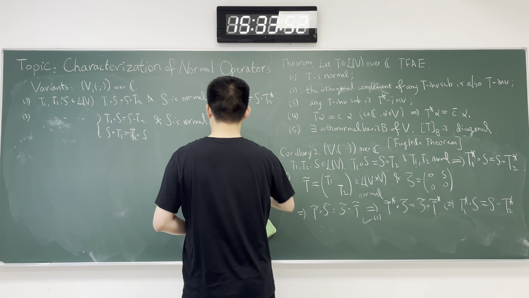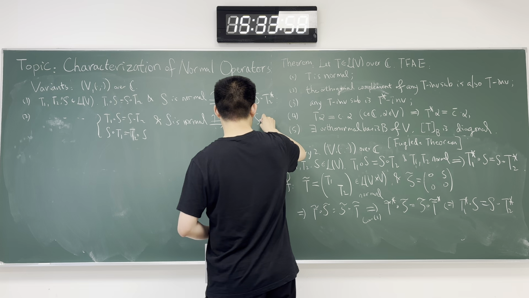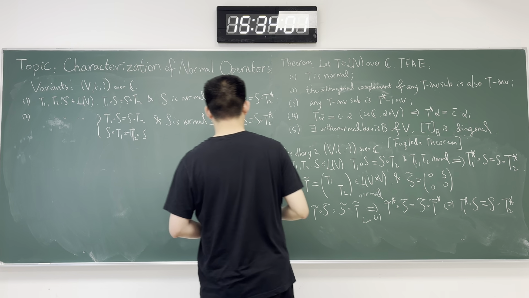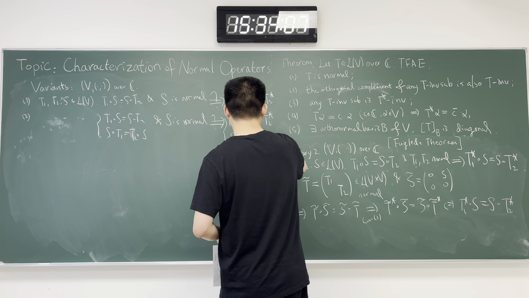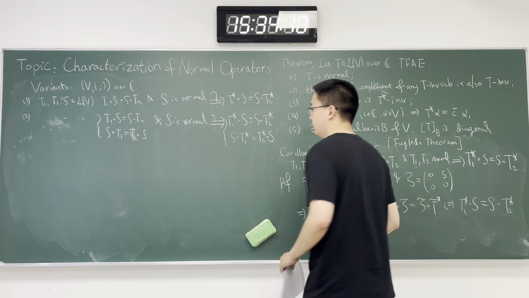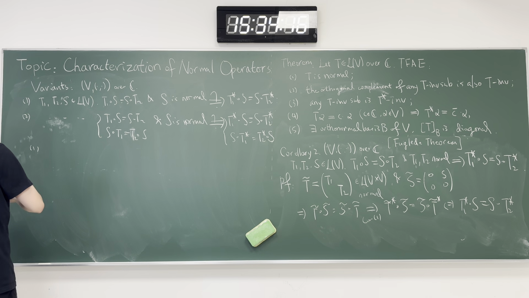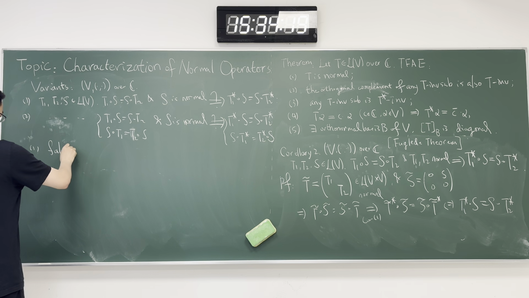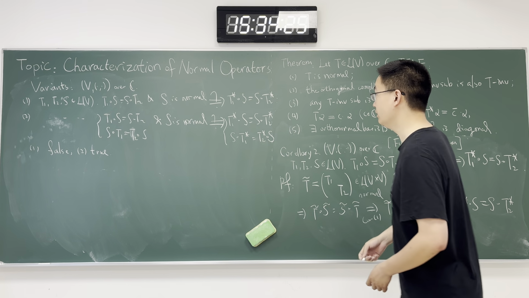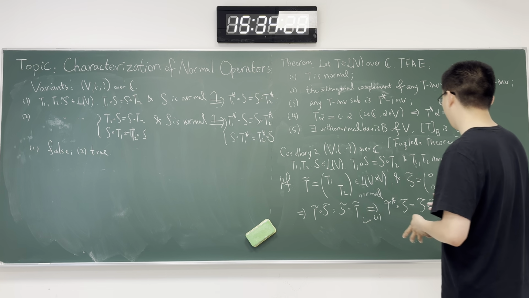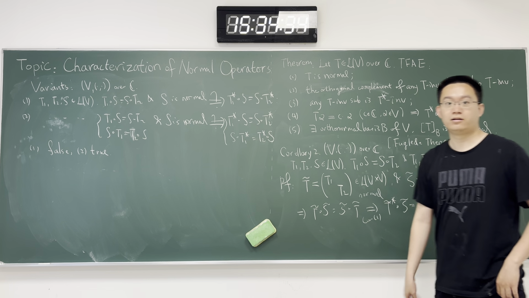Does this imply that S intertwines the actions of T1 star and T2 star, and also intertwines the actions of T2 star and T1 star? The homework is to check these two facts and show that 1 is false, but 2 is true. So you see, this is different from the situation that you have seen in the Fuglede theorem. We should pause here. Thank you for listening.